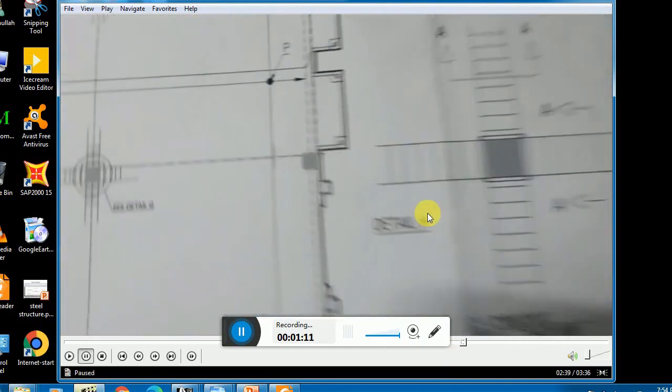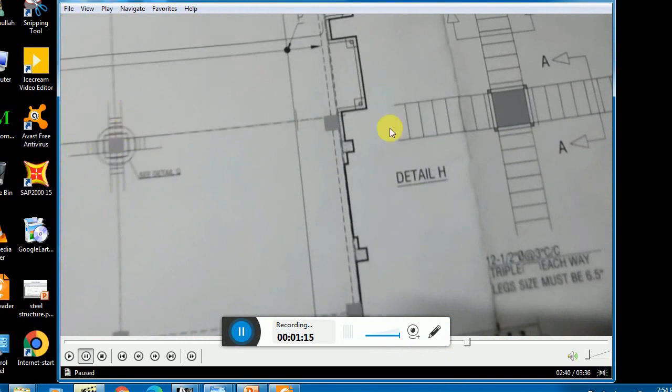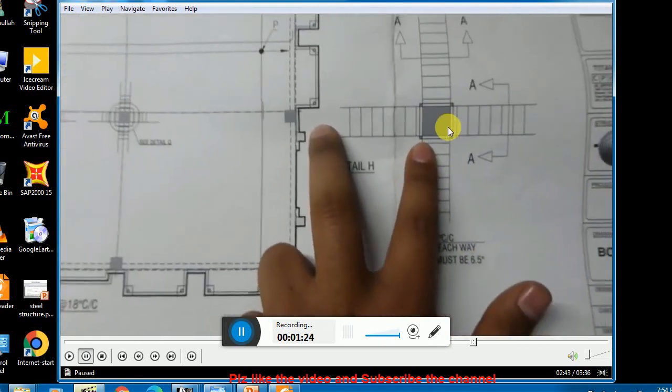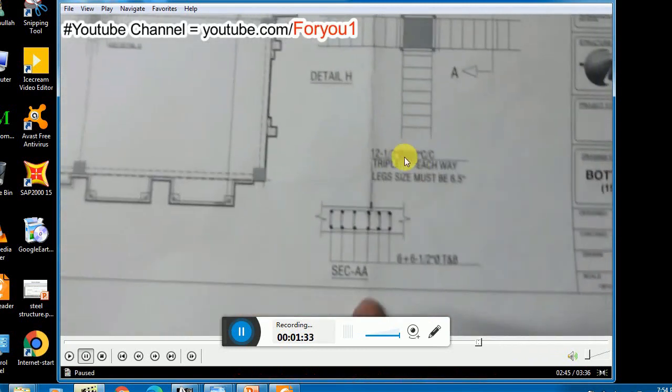In the example here you see the detailing of this beam at the column edges, and this is the full detail of the 4 beams. In each beam you have to provide 12 stirrups, and the stirrup spacing is 3 inch center to center, and similarly the legs: 1 2 3 4 5 6 legs, and these give the shear area.